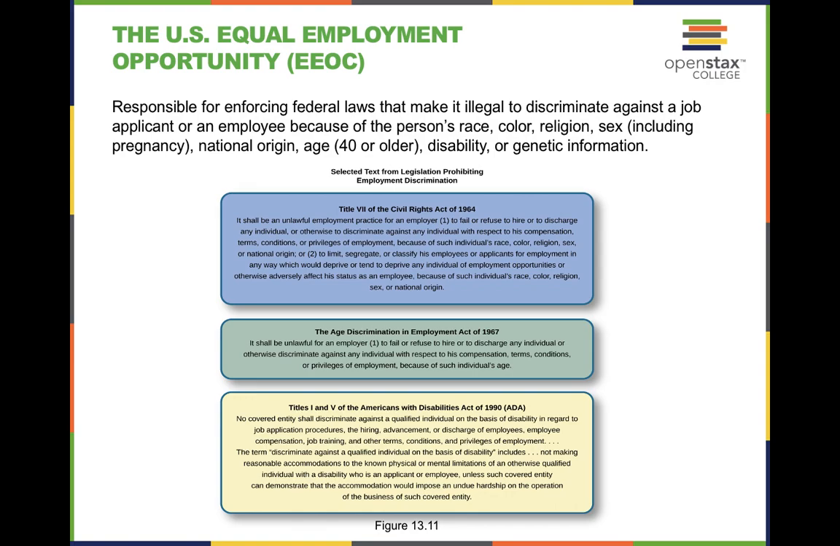Okay, so next is the U.S. Equal Employment Opportunity Commission, otherwise known as the EEOC. It is responsible for enforcing federal laws that make it illegal to discriminate against a job applicant or an employee because of the person's race, color, religion, sex, national origin, age, disability, creed, or genetic information. So all of those are protected for you as a potential employee, because it is illegal for companies to discriminate based on those criteria.